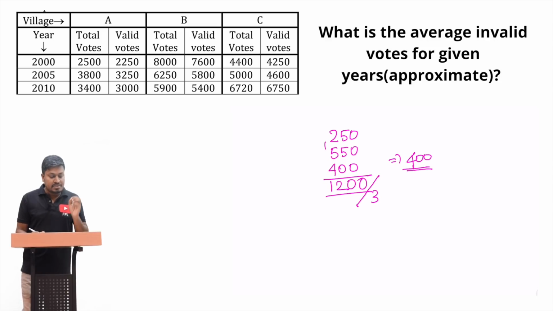I think the answer for this question number 36 will be 400. It's not an approximate value, it's an exact value. So we can directly say that 400 will be your answer. Got it? So, easy question.